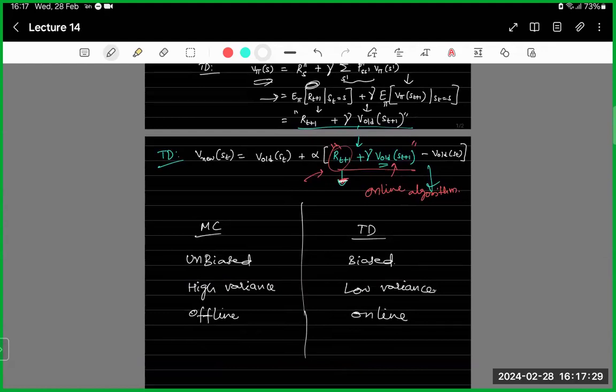If you decrease gamma, let's say gamma equal to 0, then you are only caring about the immediate reward, right? So the fluctuations will be lesser. As gamma increases, the fluctuations will be more because you are giving more and more weightage to more random variables. Okay.